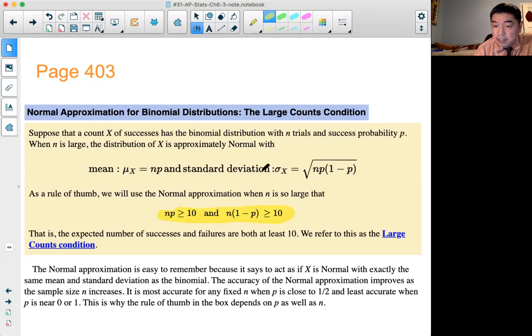The standard deviation sigma sub x is the square root of n times p times the failure probability, 1 minus p. That's the same thing. As a rule of thumb, we will use a normal approximation when n is so large that this condition holds. I hope you remember this, and I will stop the video here and we go to the next problem.